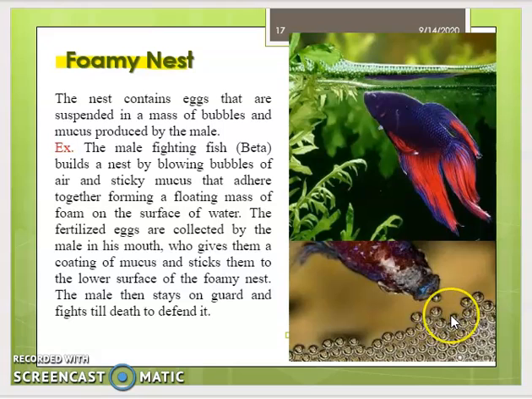And the male then stays and guards and fights till the death to safeguard these eggs until they are hatched. So the males will be producing the bubbles. The nest contains the bubbles, and then these eggs will be given a mucus secretion covering by the male, and it will be brought to the surface and will stick to any surface, and the male will be guarding. And this type of parental care is exhibited by the betta or the fighting fish.